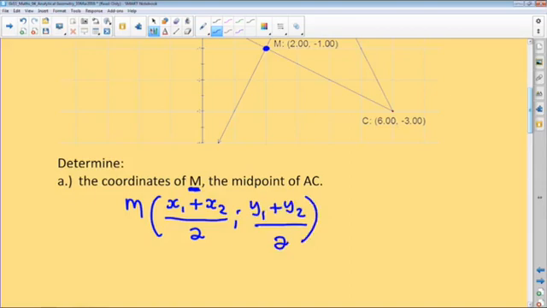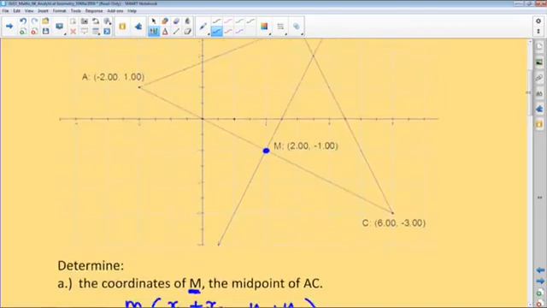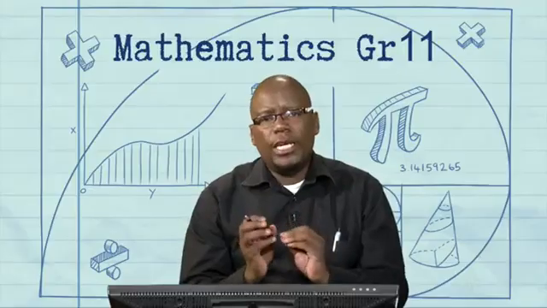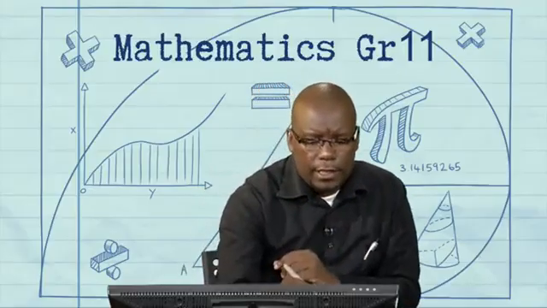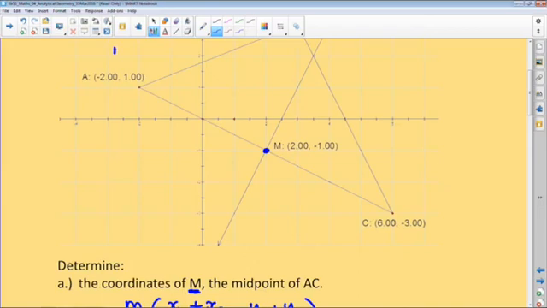Now, very important, grade 11s: you give your coordinates a name. So, for instance, you can say this is set 1, and that's your second set of coordinates. Then that will be your X1, that is your Y1, this is your X2, and that is your Y2.